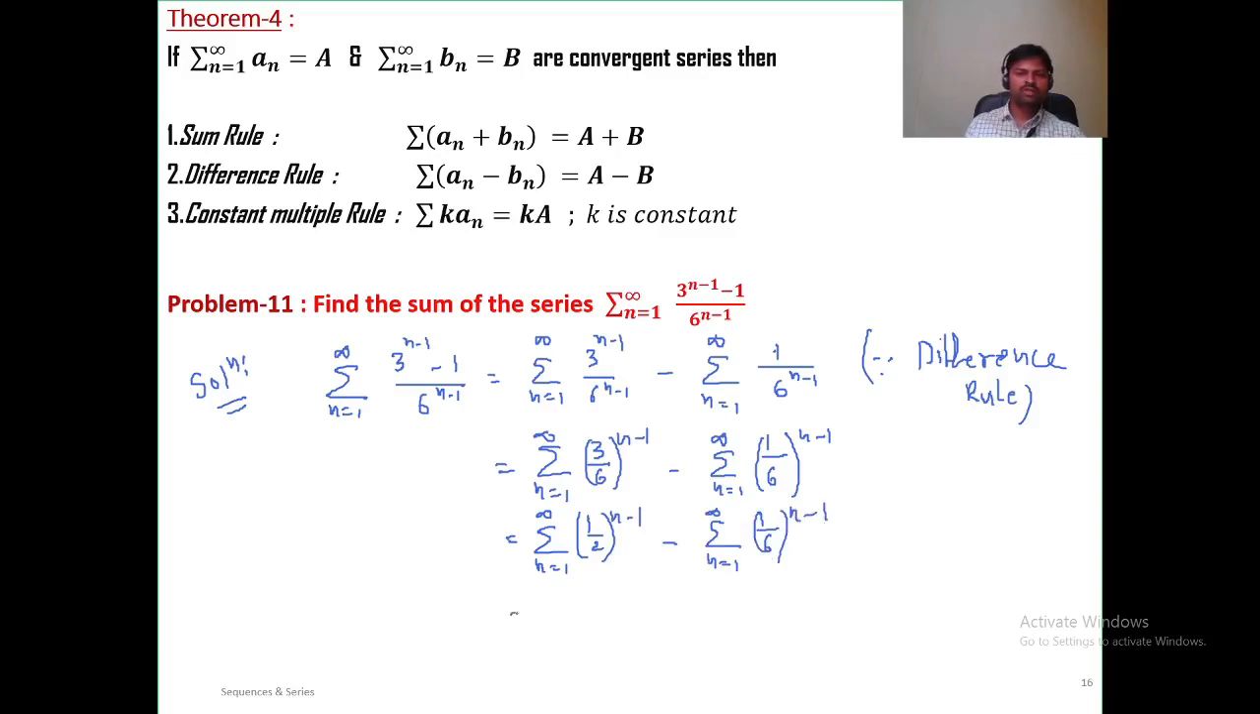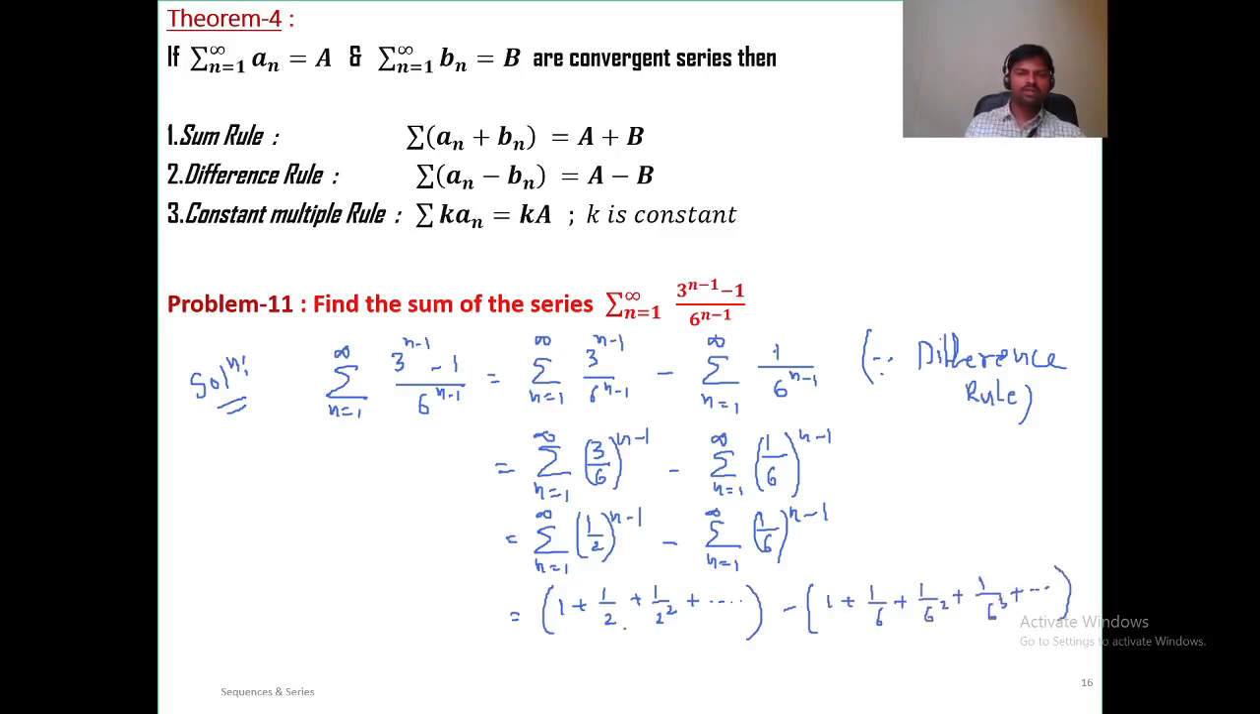Look, both are geometric series, because r is lying in the interval minus 1 to plus 1, and 1 by 6 is also lying in the interval minus 1 to plus 1. So therefore, this series converges to a by 1 minus r. Let me write the terms first. The first series is 1 plus 1 by 2 plus 1 by 2 square and so on. This is the expansion of the first series, minus the expansion of the second series, 1 plus 1 by 6 plus 1 by 6 square plus 1 by 6 cube and so on.